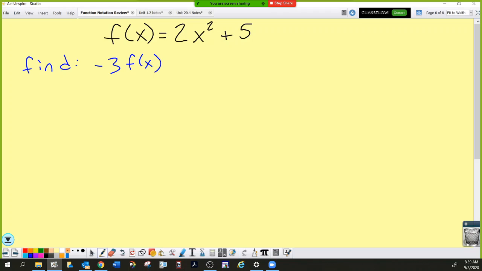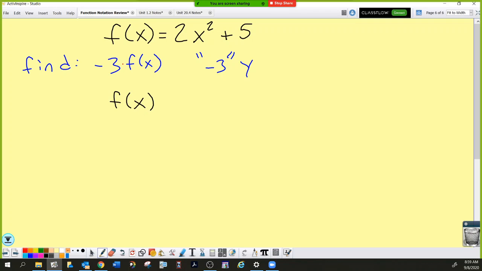So if I say negative 3 f of x, again, I'm asking you to tell me whether it's an inside change or an outside change. Today's change is an outside change, and that's what this question is saying. Negative 3 times the y values.